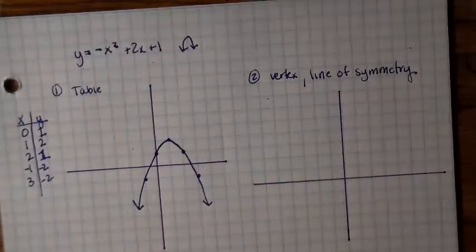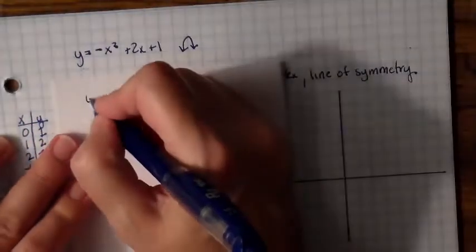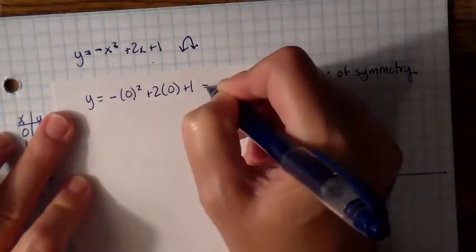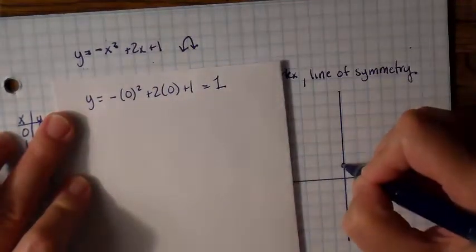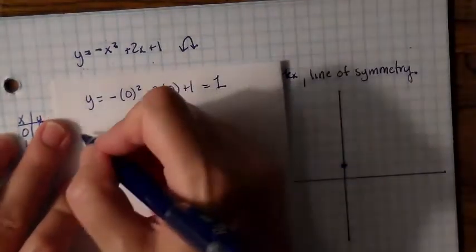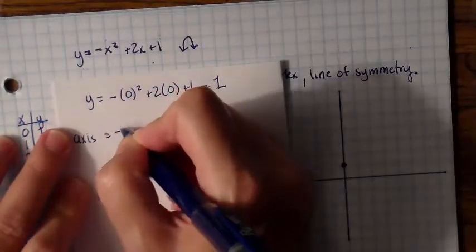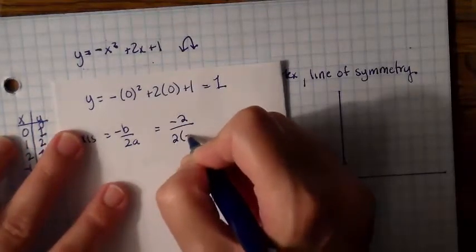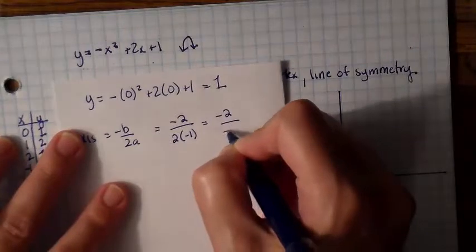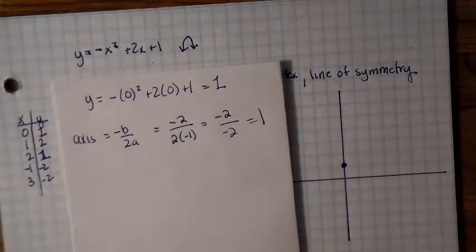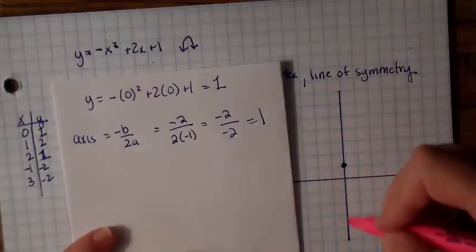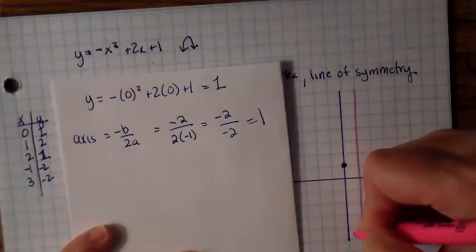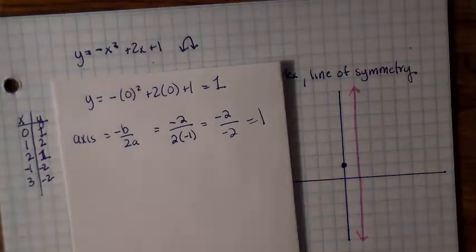Okay, so first we're going to find our y-intercept. We plug in 0 for x to find our y-intercept, so we get 1. So I plot that on the graph. Then I find my axis of symmetry. Again, that's negative b over 2a. b is 2, so I have negative 2 over 2 times negative 1. That's negative 2 over negative 2, so that's positive 1. My axis of symmetry is a vertical line on that value of x. So I make a vertical line on 1.